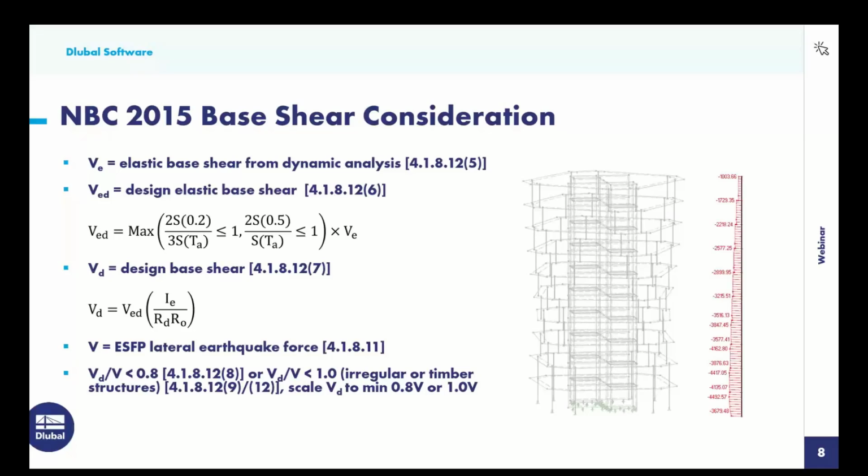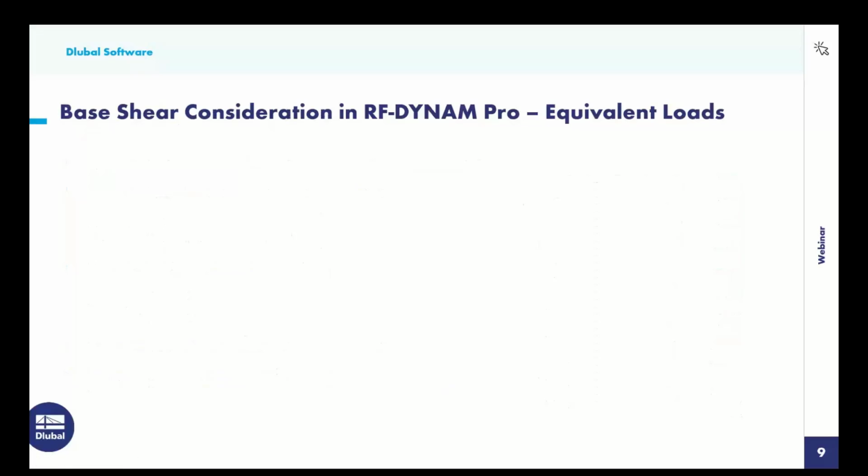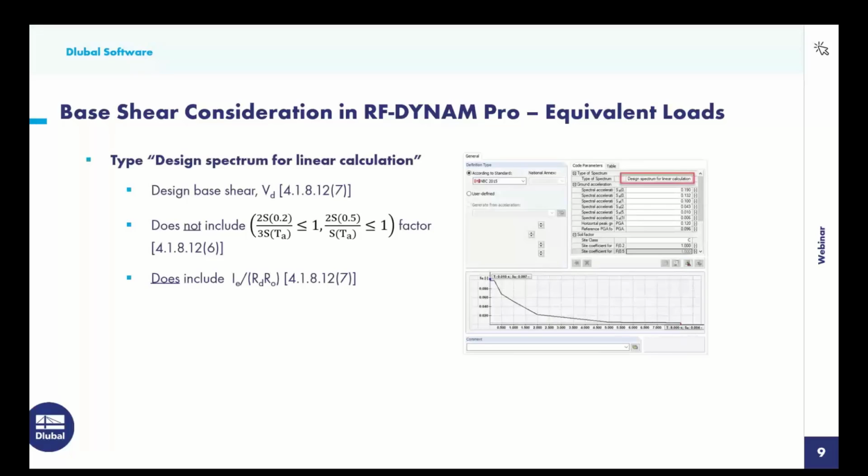So like I said, the question is, well, we were just previously looking at base shear within the program, and we might be wondering, well, okay, which base shear out of all of these different variables is the program giving us? So I'd like to clarify that now. So base shear consideration according to RF-DYNAM Pro equivalent loads. Well, if you remember way back when, and I said this is a very important topic, we chose the type of spectrum in the add-on module to design spectrum for linear calculation. And this is actually going to give us the design base shear VD according to 418.12.7.